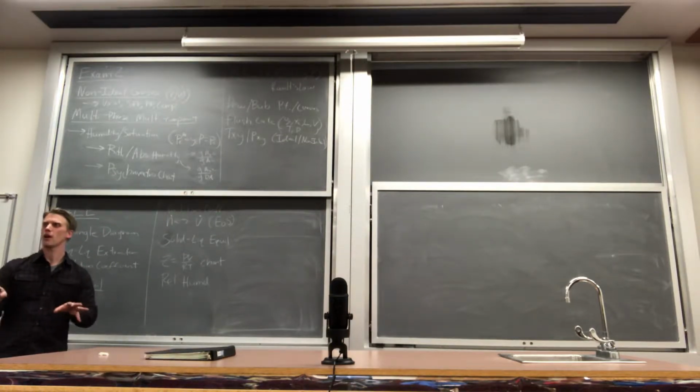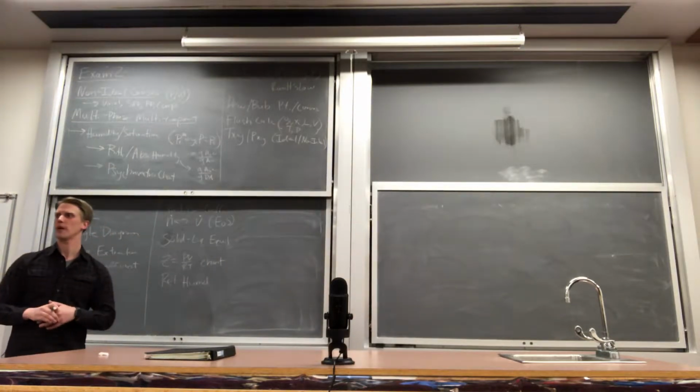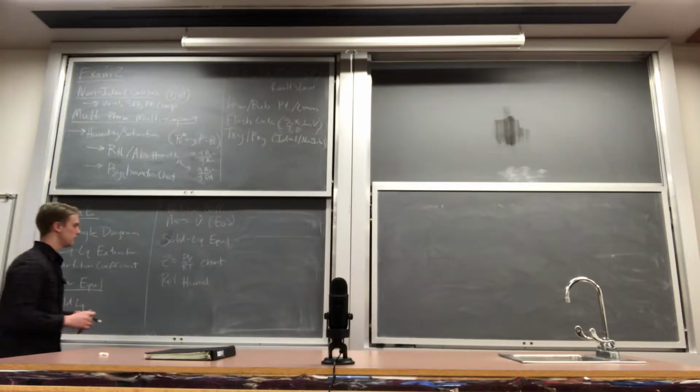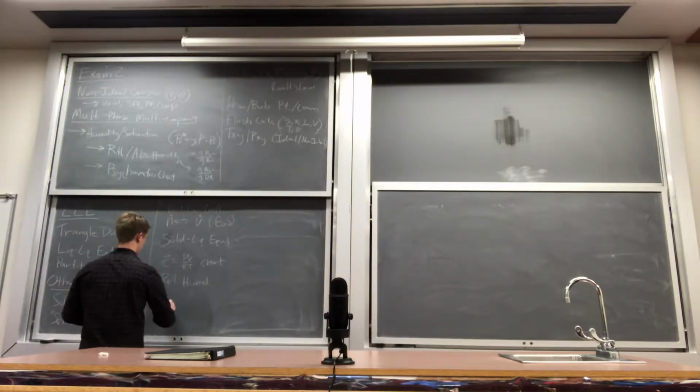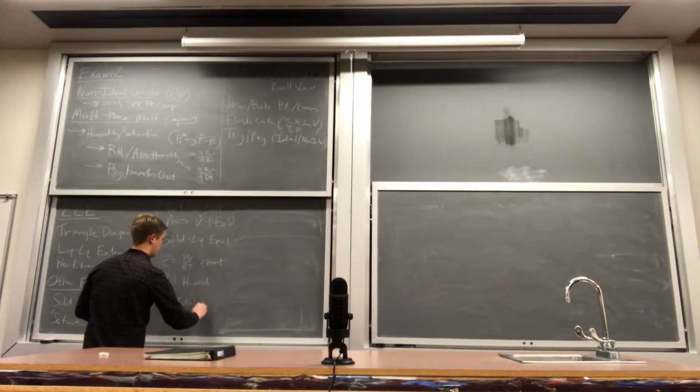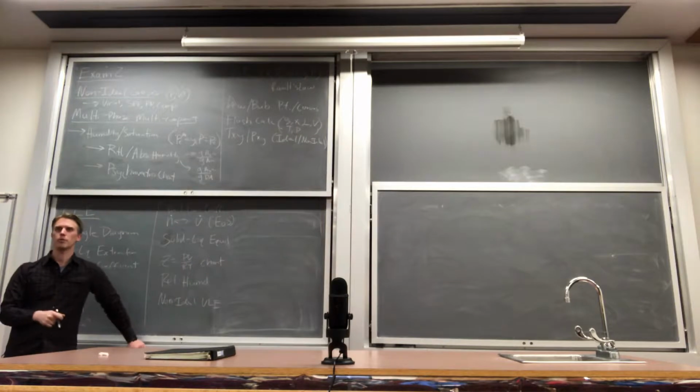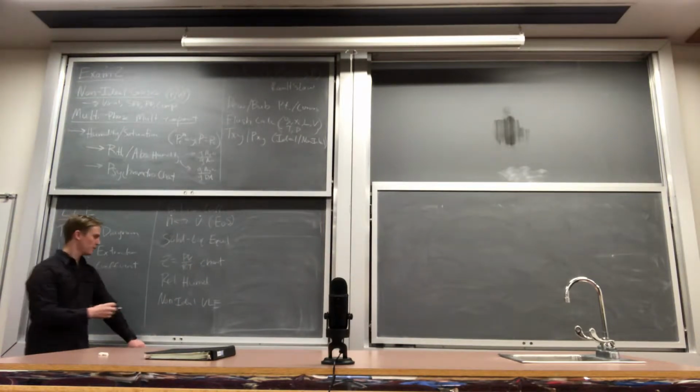Everyone feels 100% confident on TXYs and PXYs for ideal, non-ideal? If you could go over non-ideal, just parts of it. Okay, so non-ideal VLE. Triangle diagrams, everyone's okay with triangle diagrams too? Can you go over the sections? Okay, yeah, fine.